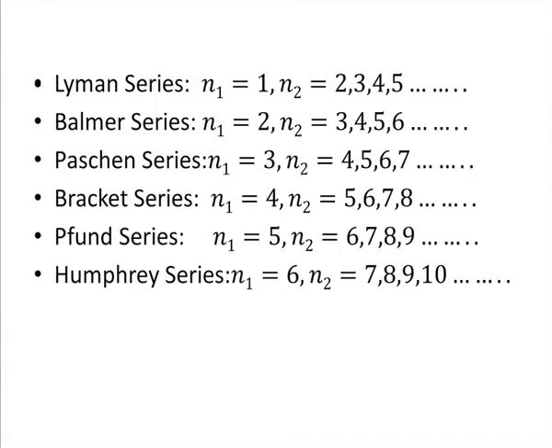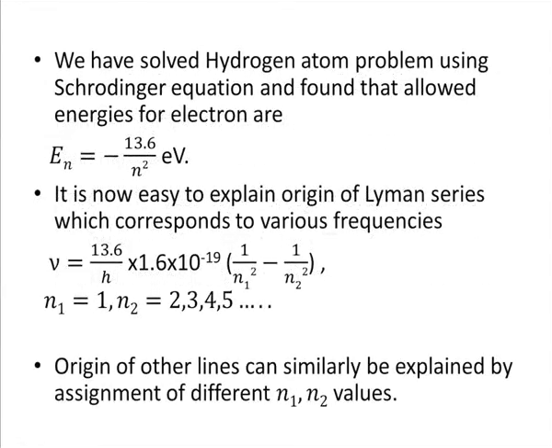For example, in Lyman series we have n1 equal to 1 and n2 as 2, 3, 4, 5. For Balmer series n1 is equal to 2 and n2 is 3, 4, 5, 6 and so on. We have shown all these lines, Lyman, Balmer, Paschen, Brackett, Pfund and Humphreys series, in which one integer is constant and another is varying. We have solved hydrogen atom problem using Schrodinger equation and found that allowed energies for electrons are En equal to minus 13.6 upon n square electron volt.